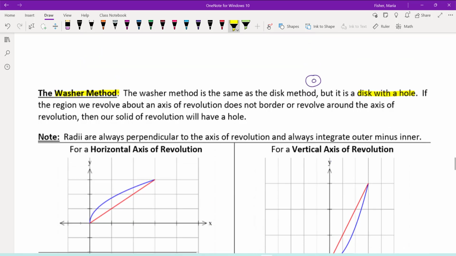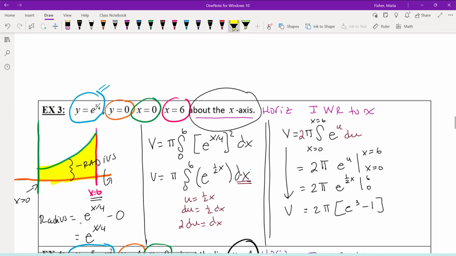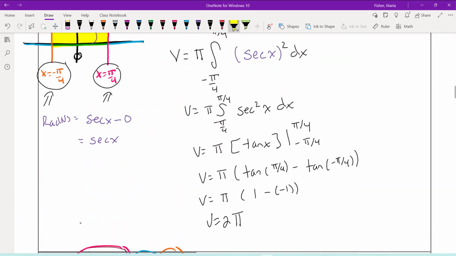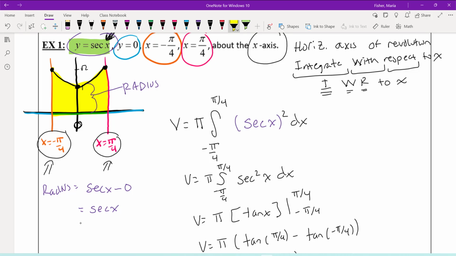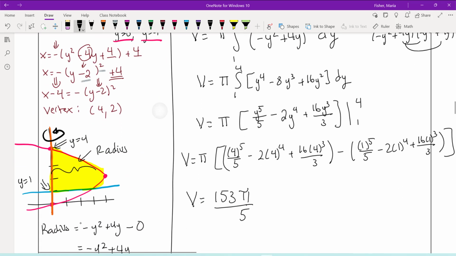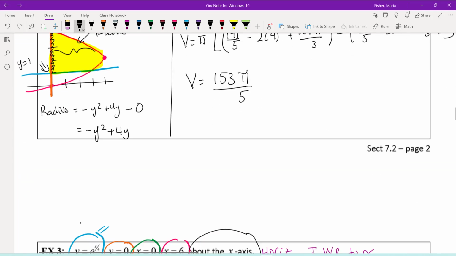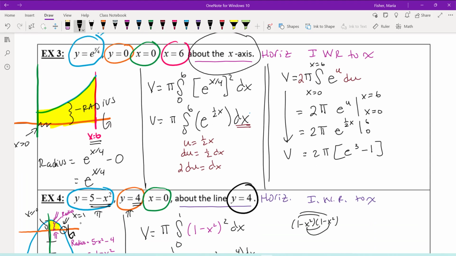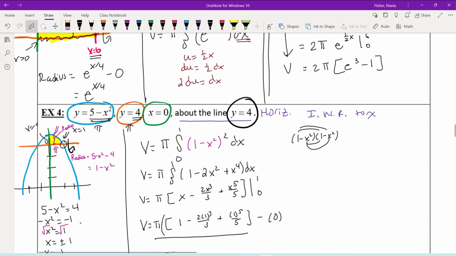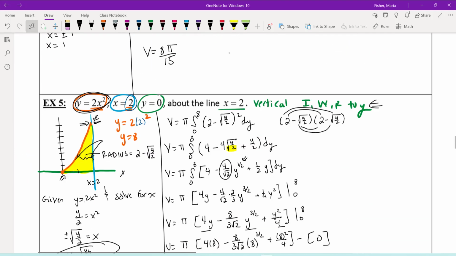in it. What I mean by that is, if you look at every single example that we've already done, every time we were rotating about an axis, so here we were rotating it around the x-axis, our region, our yellow region, was flush with the x-axis the whole entire time. Here, rotating about the y-axis, our region was flush with it the whole entire time. X-axis here, we're flush with it. Y equals 4, we're flush with it. X equals 2, again, we border it, we are flush with it, we touch it the whole entire time.